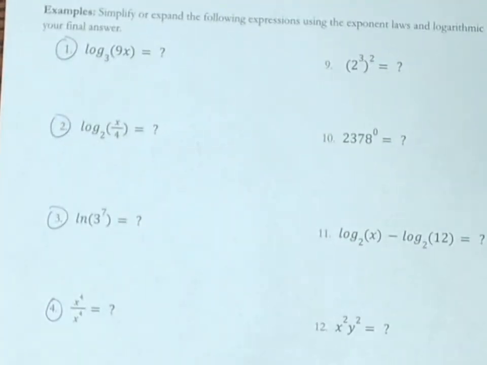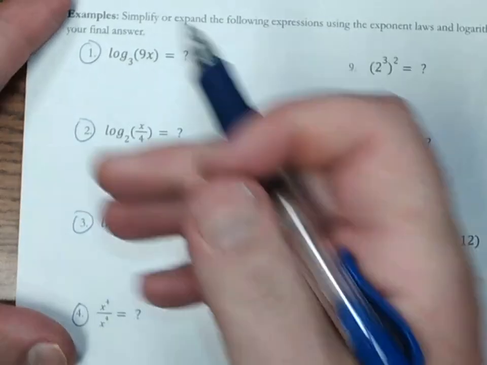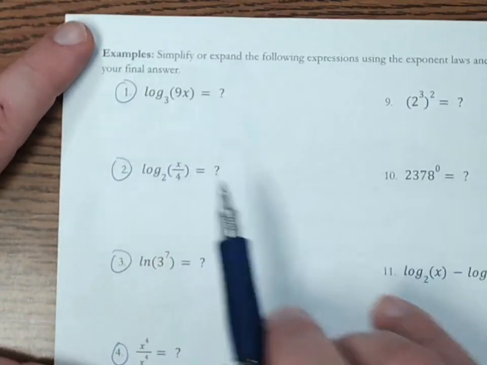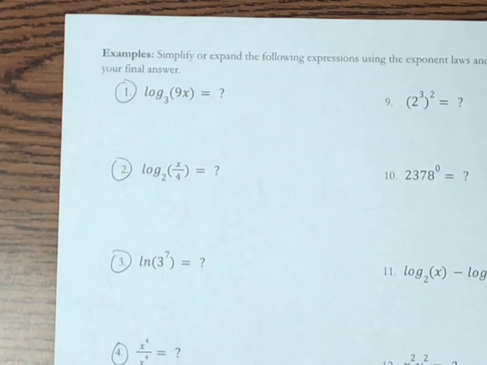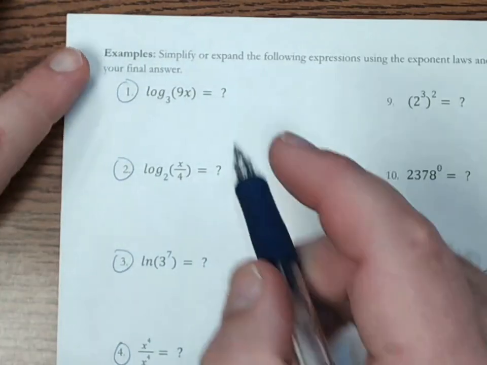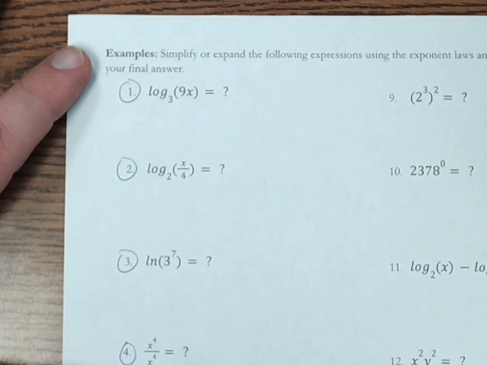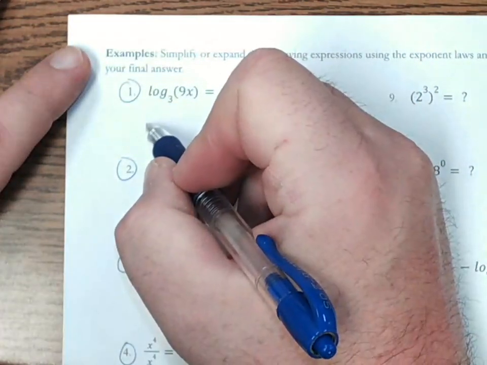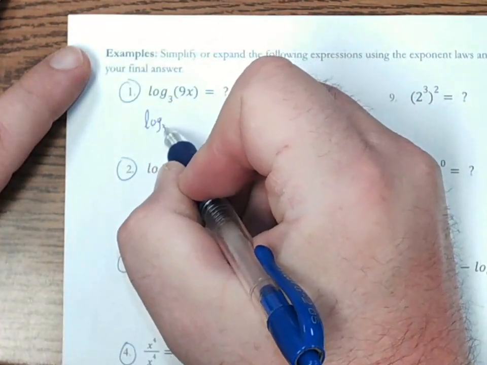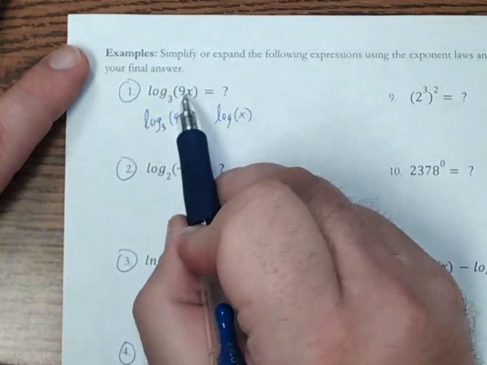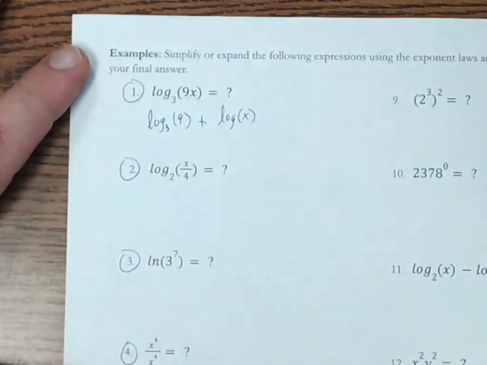Now, let's do some problems. I've got like 16 of them. They don't take very long at all, so I'm going to blow through them right here. The directions say simplify or expand. So if it's simplified, we're going to expand it. If it's expanded, we're going to simplify it. First one here, we get the log base 3 of 9x. Well, there's a log property that says I can rewrite this as 2 separate logs. And since they're being multiplied, all I have to do is add them.